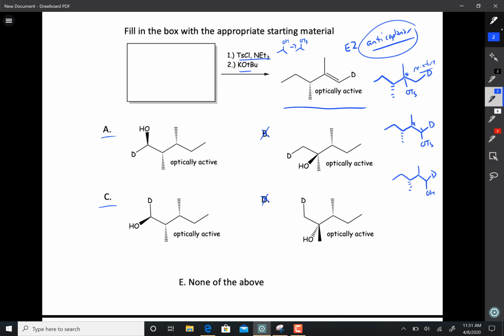Next thing to do is check on the stereochemistry. Now we know this product is optically active. This chiral center right here is set. That chiral center has to be the same chiral center as the starting material. So this chiral center is an R chiral center. So we double check. That is indeed an R chiral center, and that's an R chiral center. Okay, so that doesn't rule out A or C.